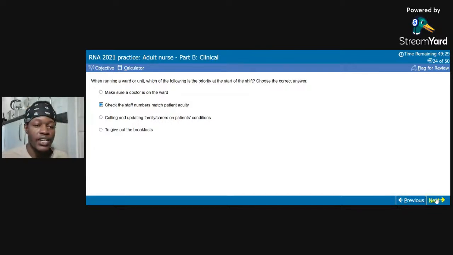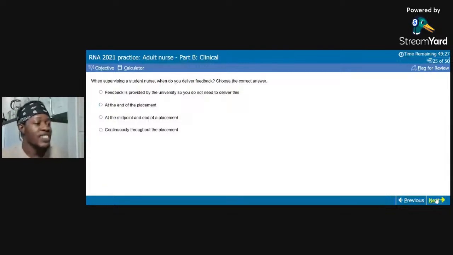So let's go to the next question. When supervising a student nurse, when do you deliver feedback? Choose the correct answer. So feedback is supposed to be given immediately when it's needed. Like go and do this. The student nurse did it and they did it well. Well done. If they didn't do it well, oh, you didn't do this well, immediately, so that it sticks.